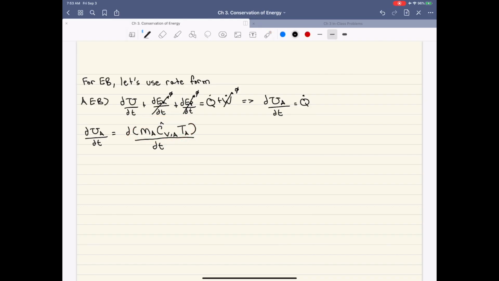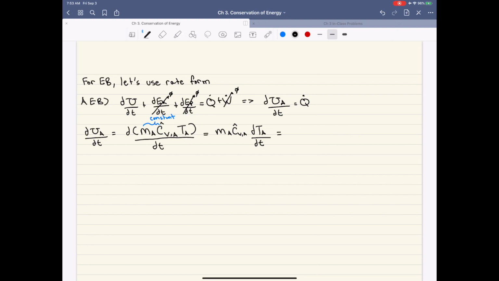In any case, inside this differential, we know that from our material balance that the mass is constant. And for the heat capacity, there's no information telling us that it's a function of temperature or anything. So let's just assume it's a constant as well. And so we could pull both of those things outside of the differential. Temperature, though, that's definitely changing as a function of time. So we're going to keep that inside the differential. Okay? So that's the left-hand side of our energy balance.